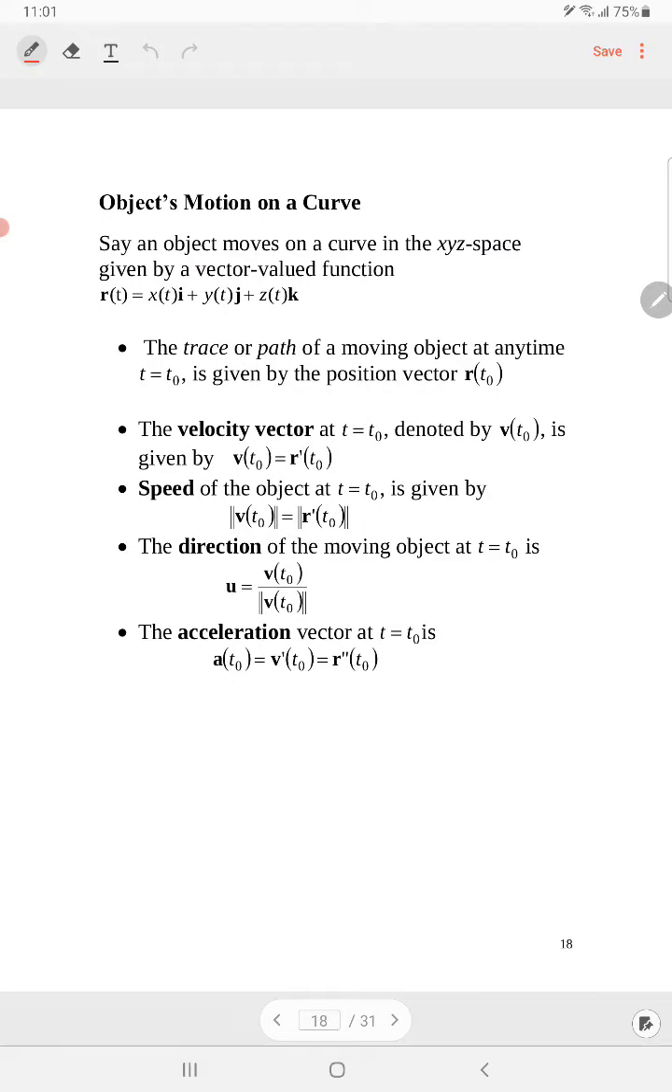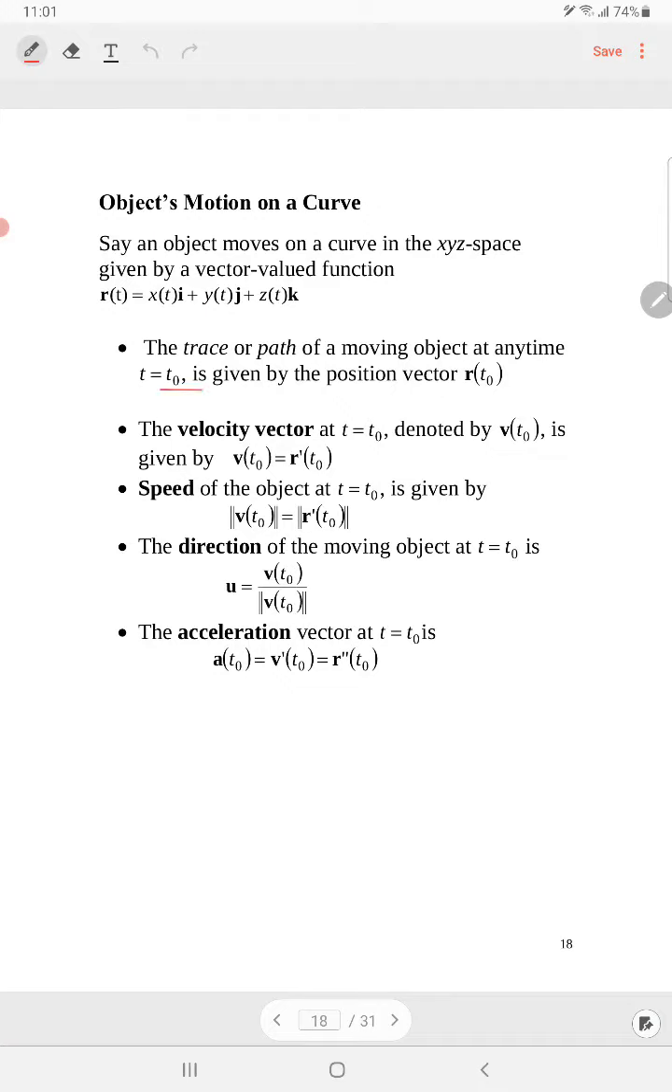Let's say your object moves on a curve in xyz space given by a vector valued function r, where r is equal to x(t)i plus y(t)j plus z(t)k. Here t is the parameter. Then you need to know five terms.